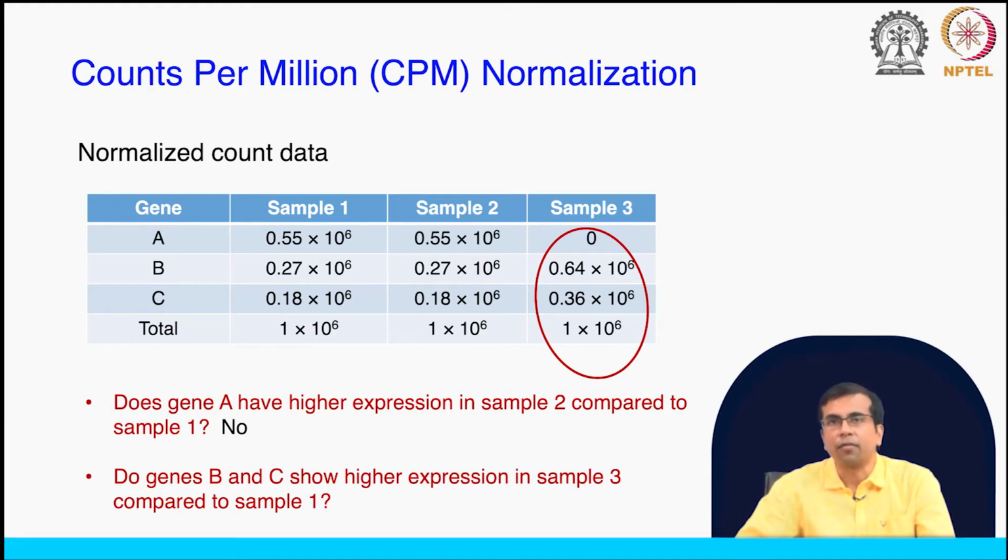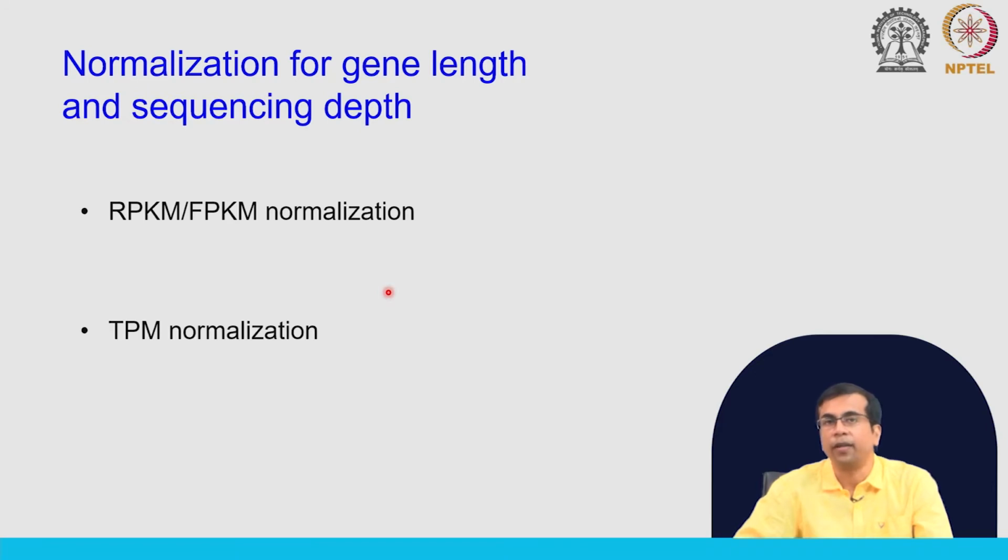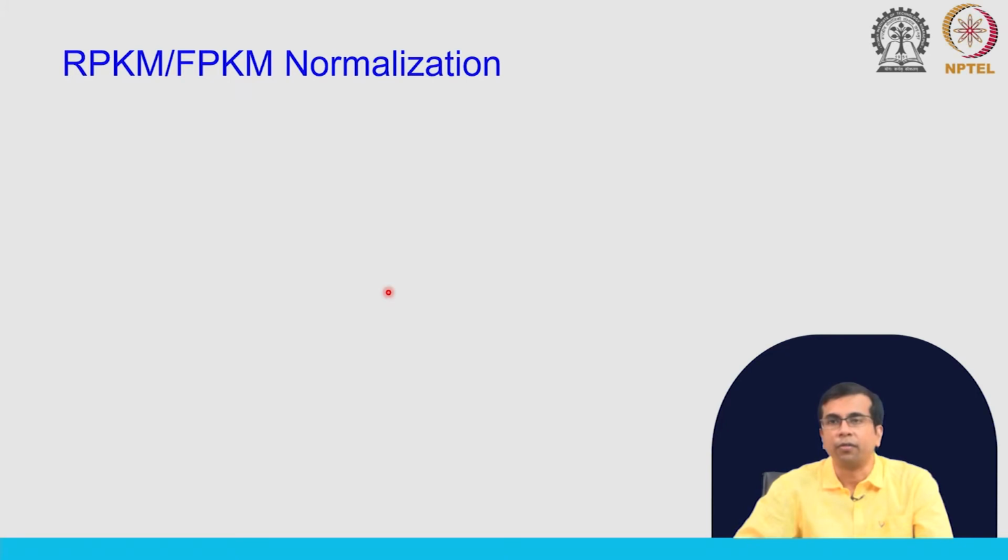All right. So let us now move on to the next normalization. This will address gene length normalization as well as normalization for sequencing depth. The first one we will talk about is called RPKM or FPKM normalization. I will introduce these terms in a moment, and then we will also talk about the TPM normalization. So let us start with RPKM FPKM normalization.